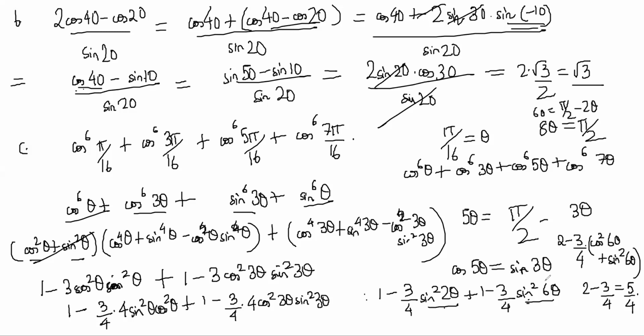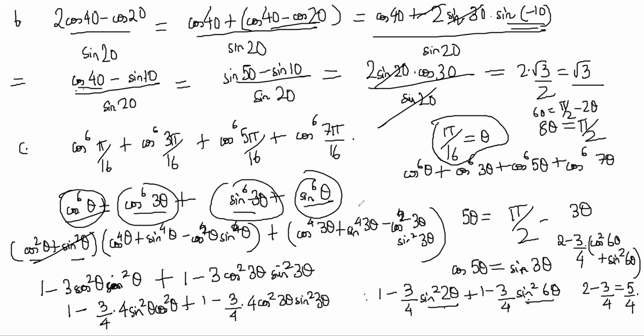So it's about first noticing that pi by 16 is theta, then 8 theta is equal to pi by 2. Then 7 theta will be 90 minus theta, and 5 theta will be 90 minus 3 theta, and so on. Once you notice that, it becomes simpler: this plus this is a cube plus b cube, and this plus this is also a cube plus b cube, and so on. Okay, part D.